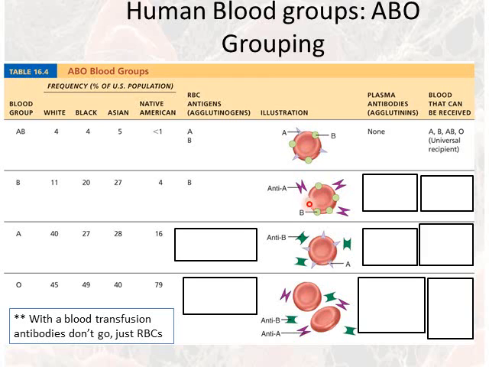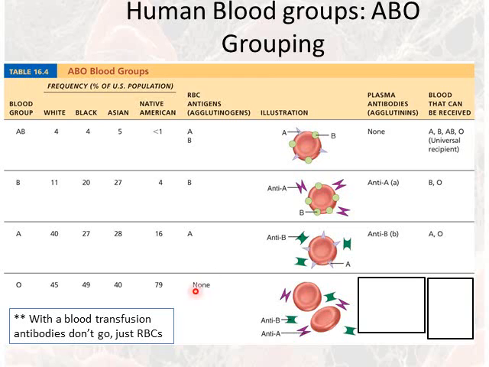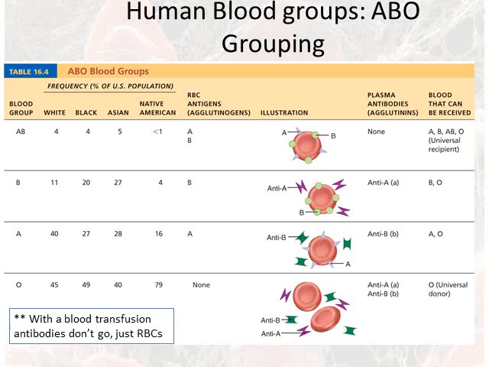People with type B blood have only B antigens. So you can see here they have B antigens, and that means they have anti-A antibodies, and that's what's shown here. And so the blood they can receive is type B blood or type O blood. People with type A blood are just the opposite of that. They have A antigens, anti-B antibodies, and they can receive A and O blood. And then type O blood has no antigens, meaning that they have all the antibodies, A and B, and these guys are the universal donors.